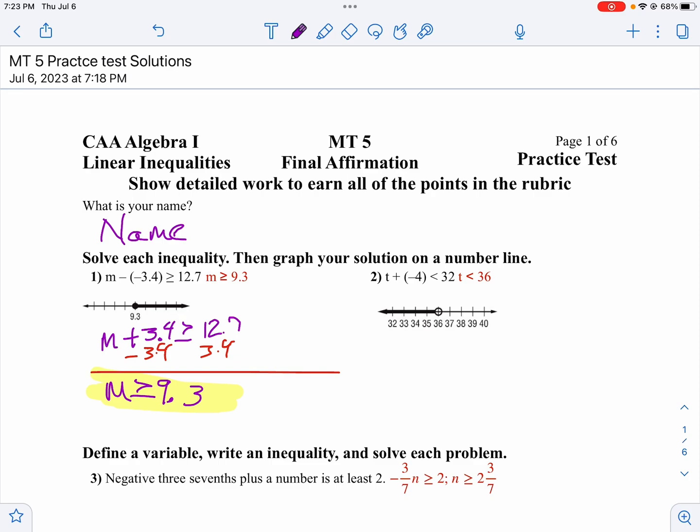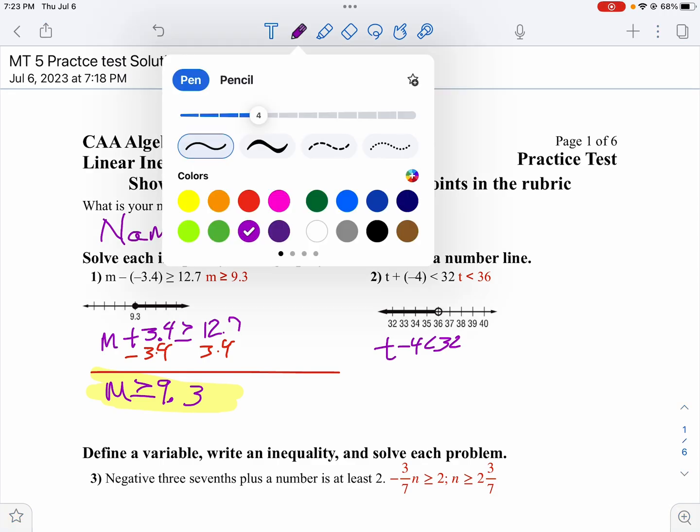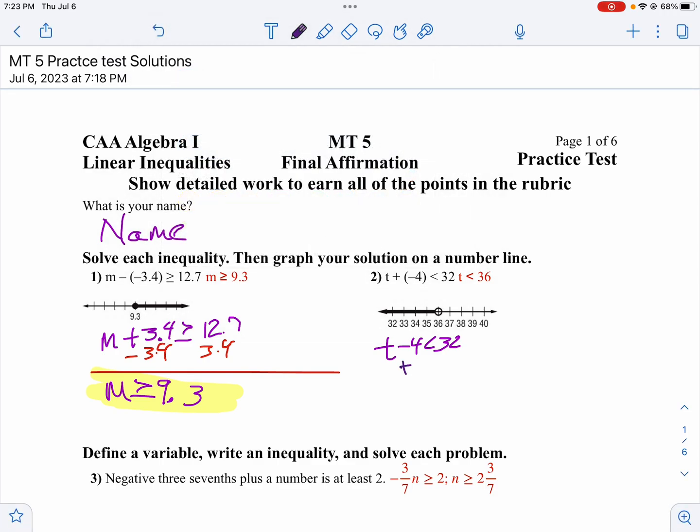I'll do the same thing on number 2. When you add a negative, that's the same thing as subtracting. So I'll say t minus 4 is less than 32. So we're going to add 4 to both sides. And we'll get t is less than 36. So at this point, we're going to put an open circle on 36 and shade to the left.